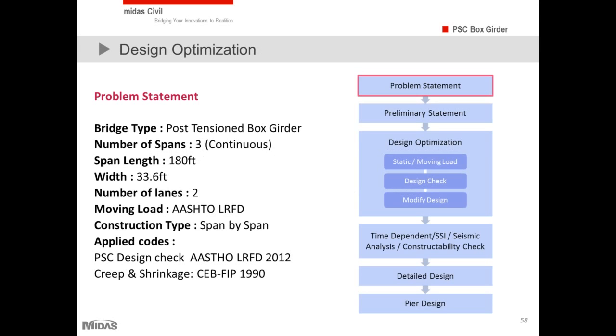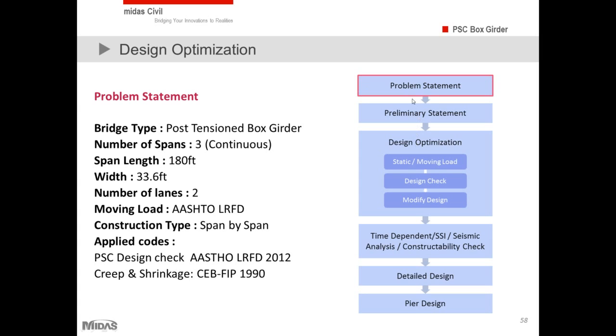Now here, I'm going to talk about a bridge that, let's say, we are supposed to design today, and it is a post-tensioned segmentally constructed bridge, which is constructed using a span by span approach. The span length is 180 feet, the width is 33.6 feet, the number of lanes is 2, and we are supposed to perform moving load analysis as per AASHTO LRFD, and the applied code for prestressed concrete design is AASHTO LRFD 2012, and for creep and shrinkage we are going to choose the CEB-FIP 1990 version.